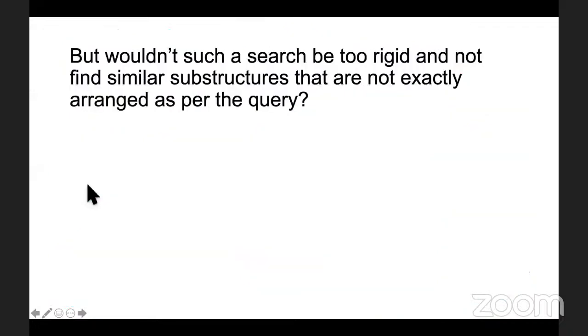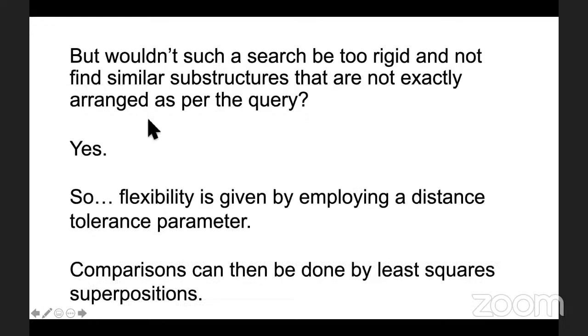simplification of the process, but you might then question, wouldn't such a search be too rigid? And it will be very difficult to find substructures that are not exactly arranged as per the query. Just now, remember, we defined the values of the distances very specifically. So in reality, those values are not going to be always the same. So what we do to that, the answer is yes, it is very rigid.